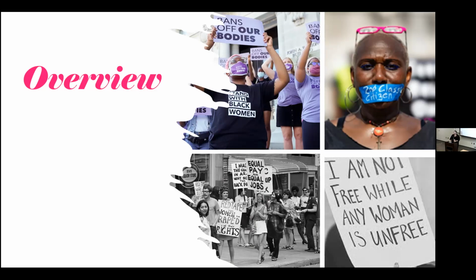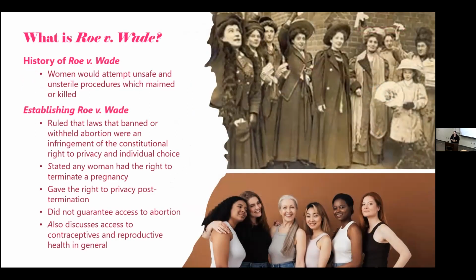So I want to start with what is Roe v. Wade? Before Roe v. Wade was established, many women still risked their lives to receive abortion, as many as 1.2 million a year, by using methods that were unsterile, unsafe. It killed many of them, and the rest were usually maimed for the rest of their life. Roe v. Wade was established on January 23rd, 1973. It ruled that any laws which banned or withheld abortion were an infringement on the constitutional right to privacy and stated that any woman had the right to terminate a pregnancy.